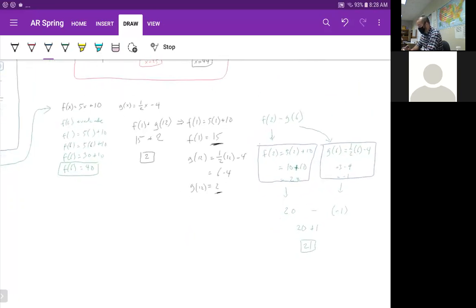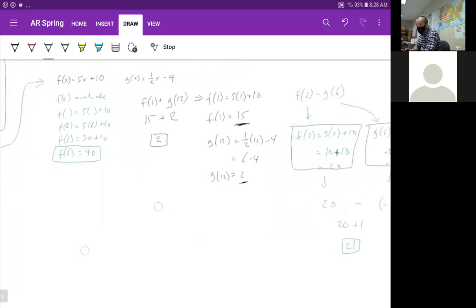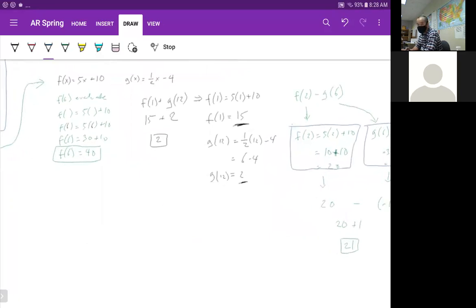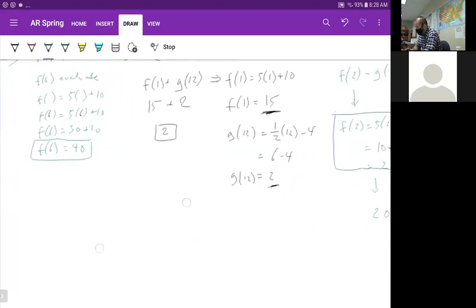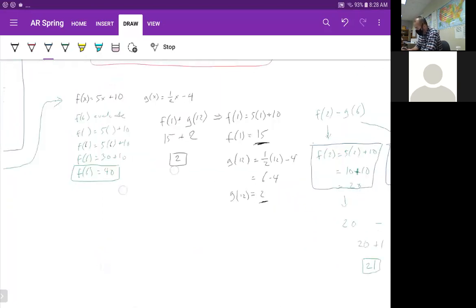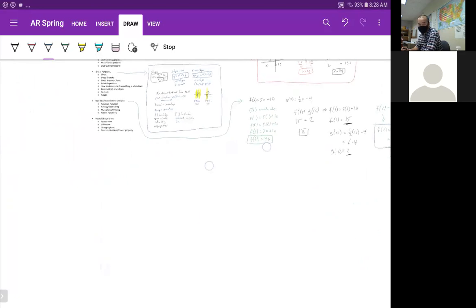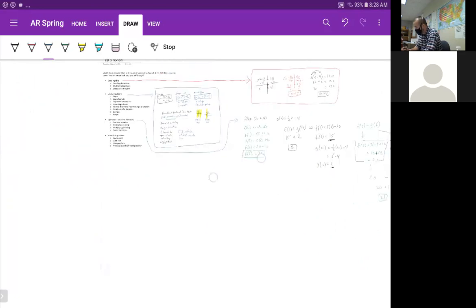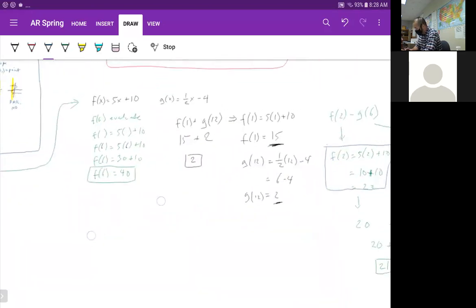You can also do this with multiplying and dividing. Multiplying, dividing, and then parent functions will be the next thing here. Look how long this video is. Like I've been doing this for a while. It's a lot of stuff.